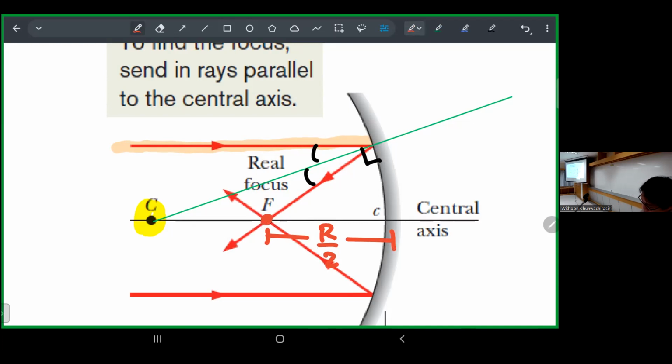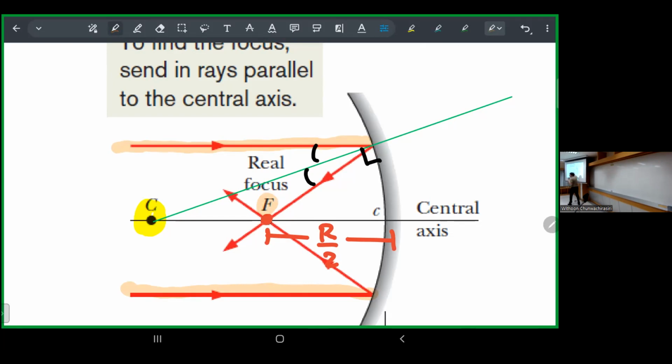But then, wait. If you do this symmetrically, so you send in another ray at the bottom, it hits the mirror, bounces back and hits that point F as well. So that's why we call this point F the focal point. Because this is the point where, once you send in a beam of light, bam, this beam of light will get concentrated into a single point right here.